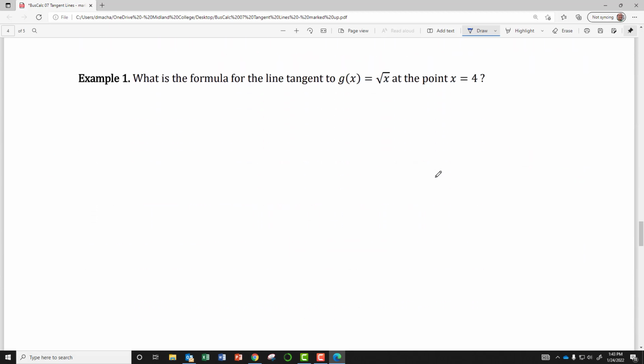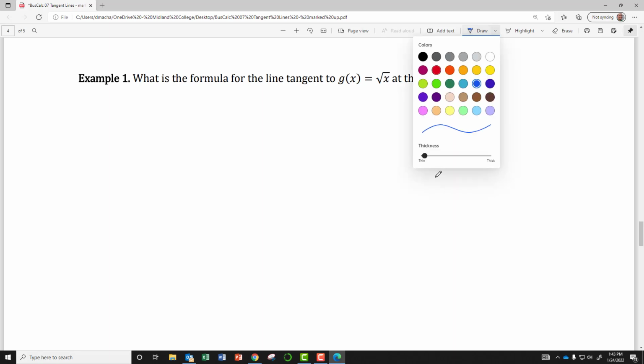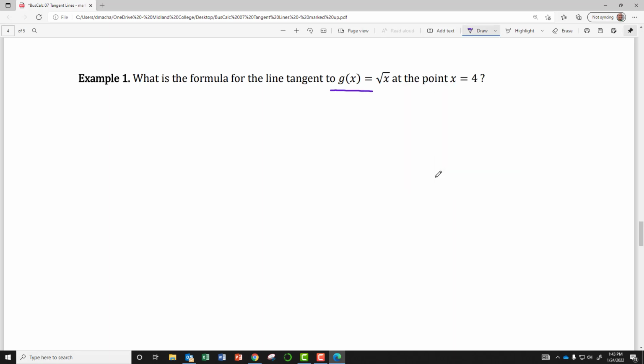Okay, so let's work some examples. Example 1 says, what is the formula for the line tangent to this particular function? The function I give you says g of x equals square root x at the point x is equal to 4. So again, if I want the slope of the tangent line, the slope of the tangent line is just the derivative.